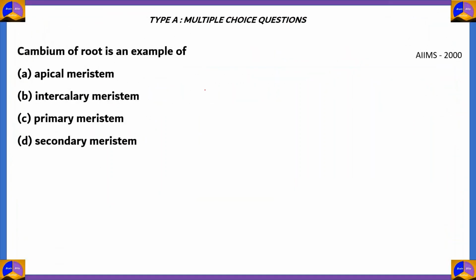Next question. The cambium of roots is an example of: A, apical meristem; B, intercalary meristem; C, primary meristem; and D, secondary meristem. Now, the cambium of roots forms secondary xylem and secondary phloem.